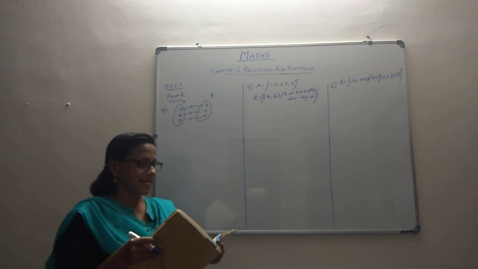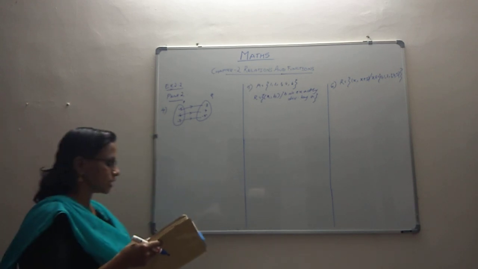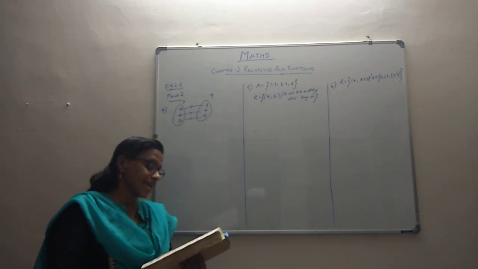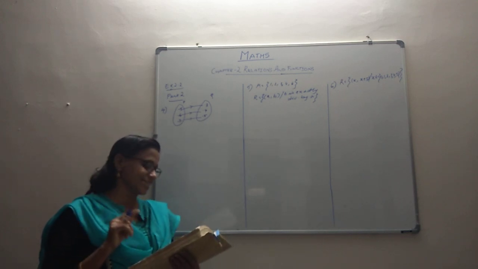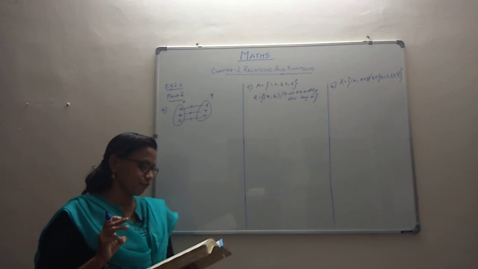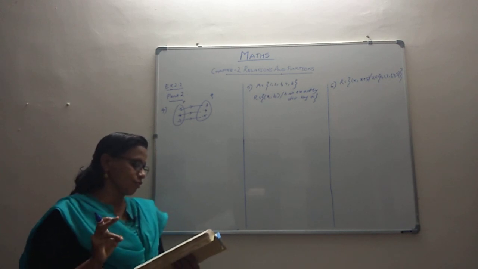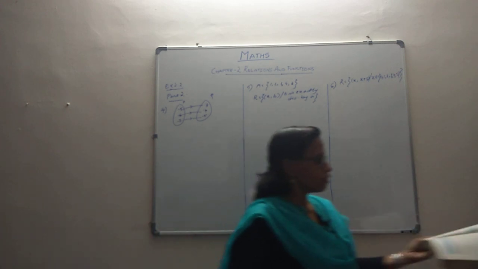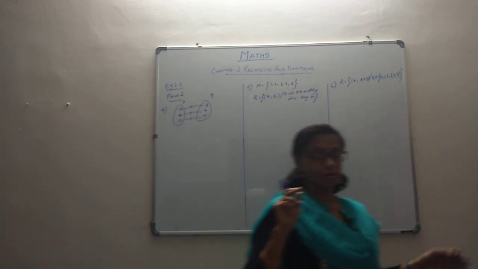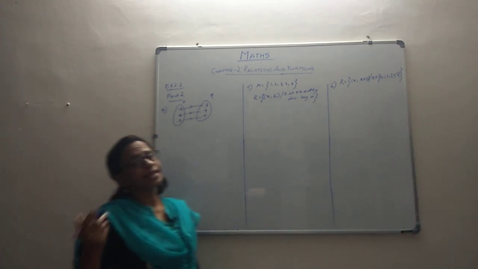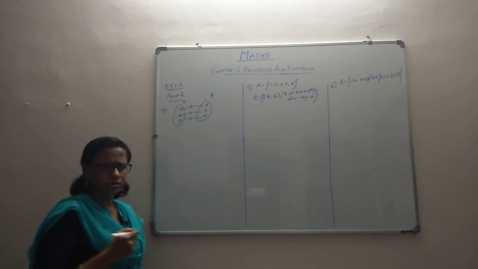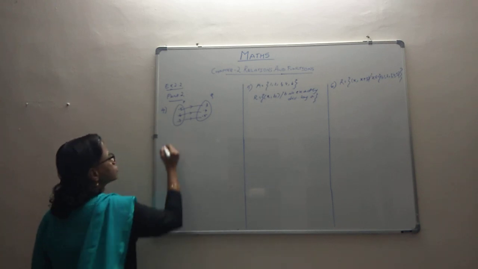What does it say? It says that this figure shows a relation between the set P and set Q. Write this relation. You have to write this relation first in set builder form, then in roster form, and then write its domain and range. So it's okay. Let's start right away.